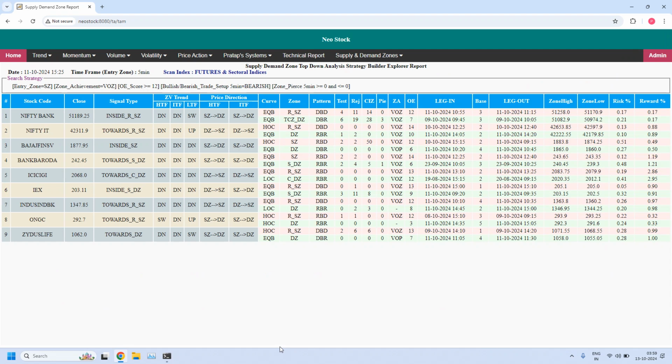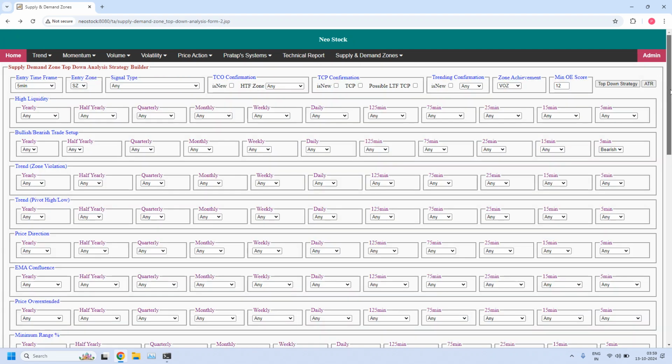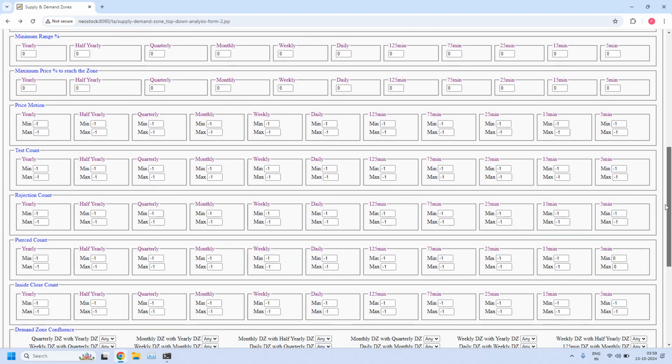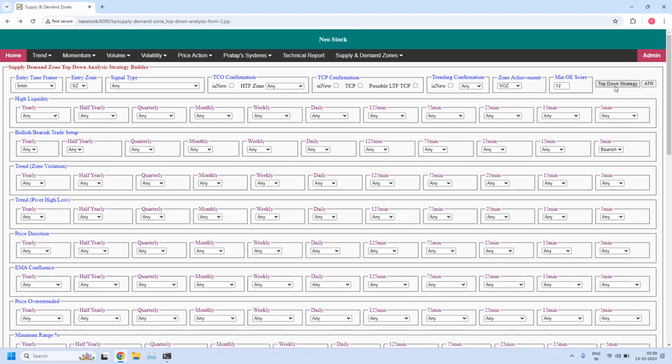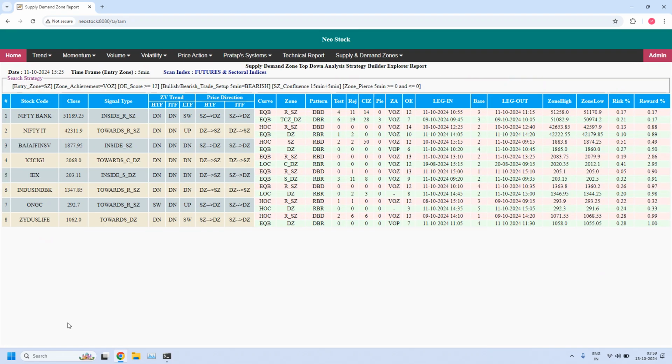So first filter LTF with ITF confluence, supply zone confluence. That is 5-minute supply zone confluence with 15-minute supply zone. So we have to enable this filter, 5-minute supply zone with 15-minute supply zone confluence. Now let's verify. Now 8 stocks. All these 8 stocks are having ITF confluence. That means the 5-minute zones are part of the 15 minutes supply zone.